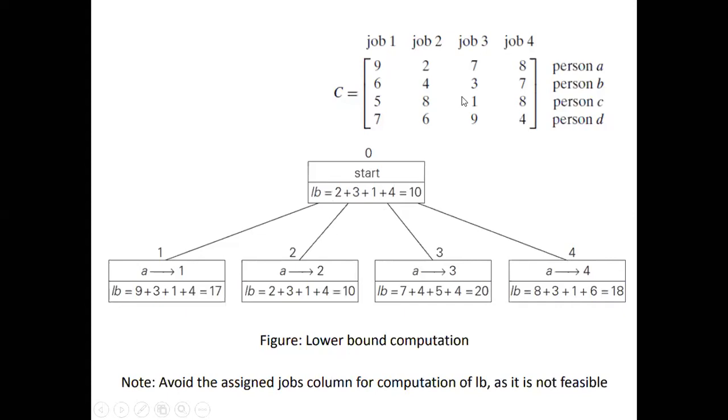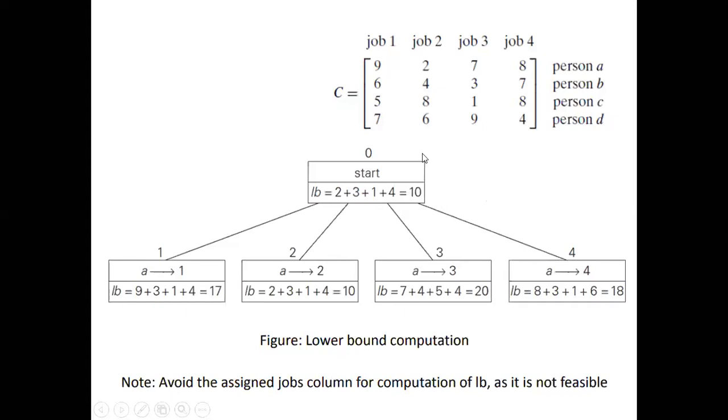How are we doing this? Select the minimum value from each row and find the total cost, which obviously gives the minimum cost. For person A, the minimum cost is 2, so select job 2. For person B, the minimum cost is 3, so select job 3. For person C, the minimum cost is 1, so select job 3. For person D, the minimum value is 4, so select job 4. We consider this as the lower bound and sum up all these values.